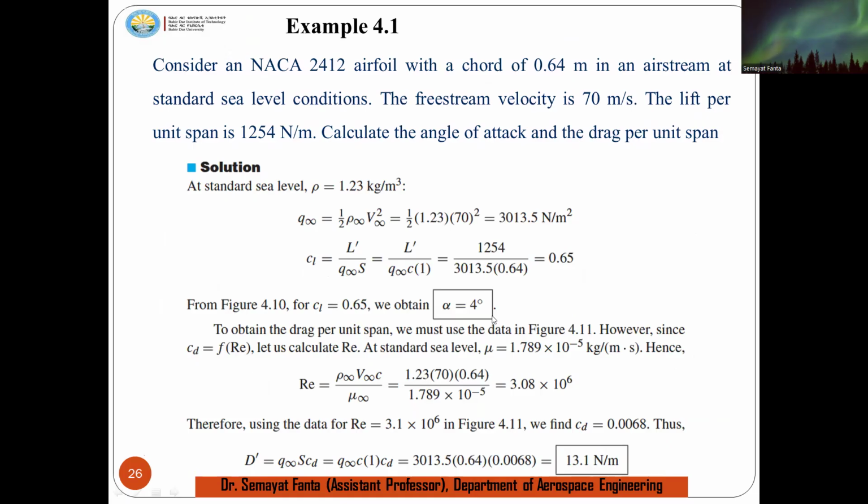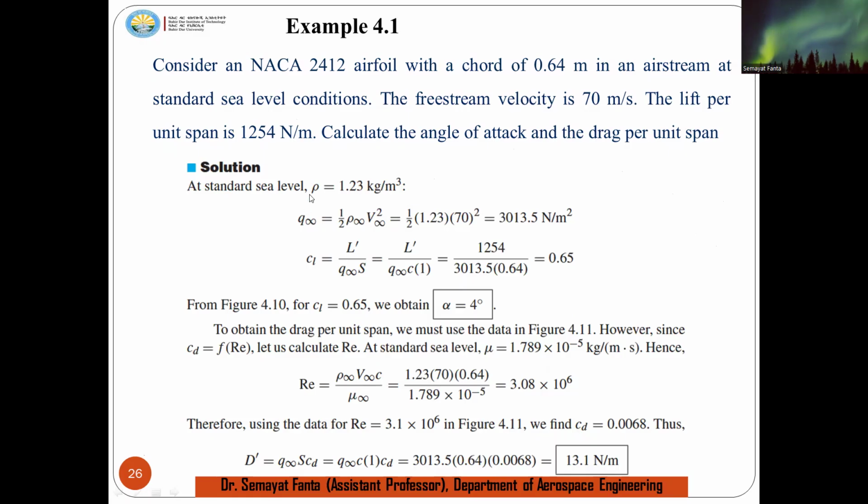Anyway, based on what we have discussed yet, we can take some example. Just consider the NACA 4-digit aerofoil with chord of 0.64 in the airstream standard at sea level. The free stream velocity is given 70 meter per second, and the lift per unit span is 1,254 Newton per meter. Calculate the angle of attack and the drag polar per unit span.